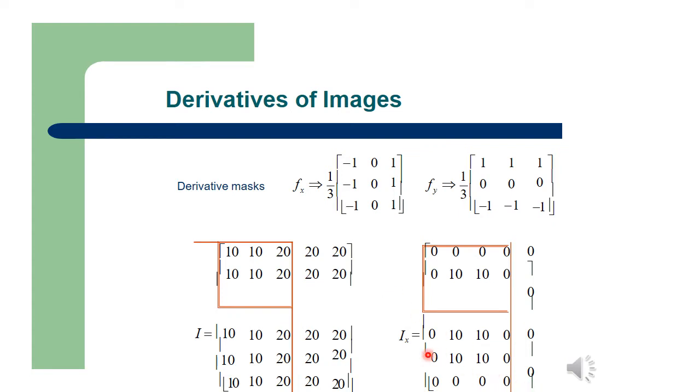We move this window to the next pixel, and then the next. For example, we involve these 20 20 20 pixels next, and then next, and so on for the entire image. And we have the first derivative of this image with respect to x like this.